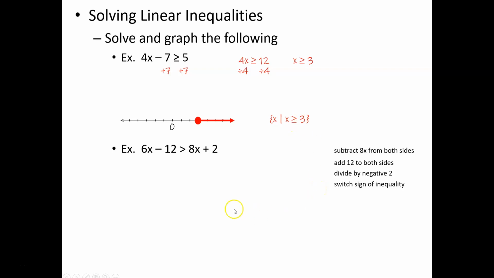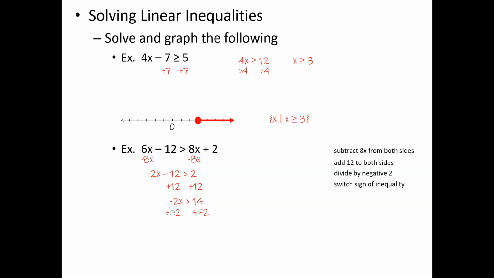Okay, let's do another one. So first thing I'm going to do is get all the x's onto this side. So we subtract the 8x on both sides. That gives us negative 2x minus 12 is greater than 2. So now I have to get the numbers all on the same side. So let's get rid of that negative 12 by adding 12. And now we get negative 2x is greater than 14. Okay, now we want to get the x by itself, so we're going to divide by negative 2 on both sides.